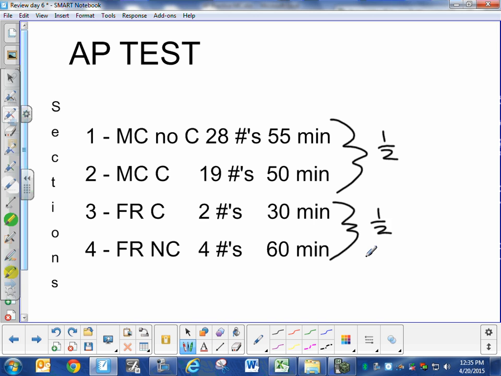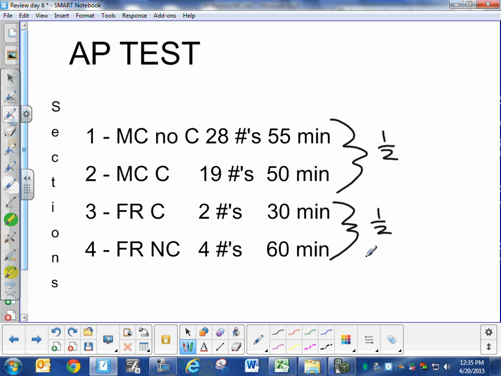If you get a 50 on the free response and a 70 on the multiple choice, well, you get a 60 as your overall grade. You get a 4. Okay? It's that simple. Each part is worth the same amount.